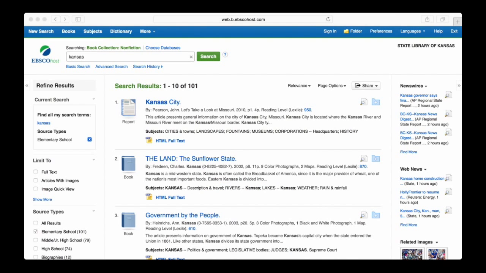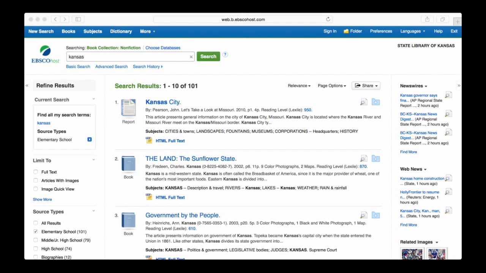So our first one is EBSCOhost. Now you get to this through the Liberty View website, or you can also go to it through other databases. What you do is look for the book selections, and then type in Kansas or whatever search term you need. You could type in sunflower, jayhawk, Baker University, whatever you need to look up. Once you press enter, you'll get a list of results.